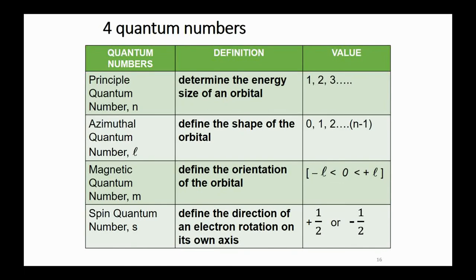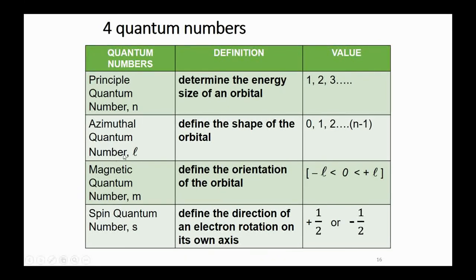Next, let's look at the four quantum numbers. So there are four quantum numbers. The principal quantum number is denoted by letter n. The principal quantum number determines the energy size of an orbital. It starts with the value 1, then 2, 3 up to infinity.